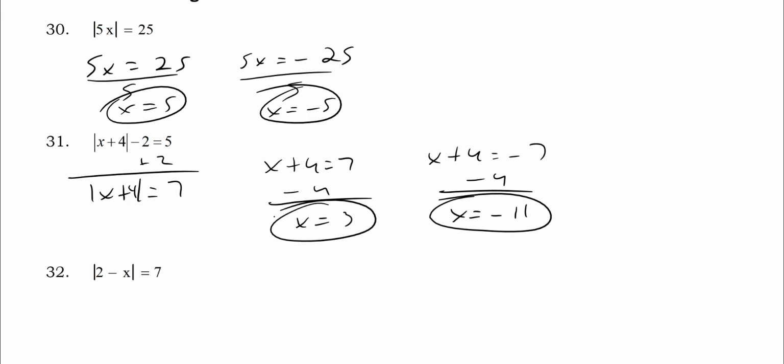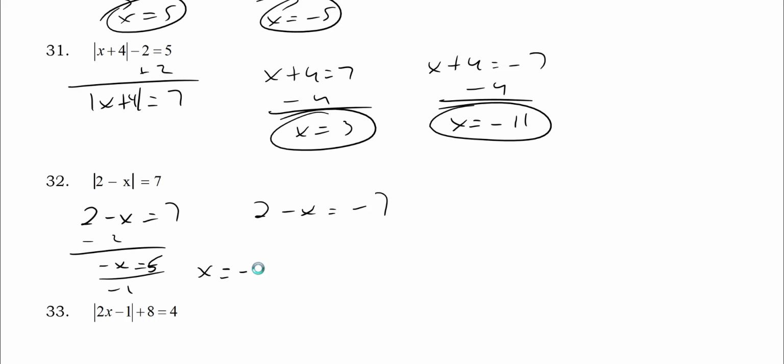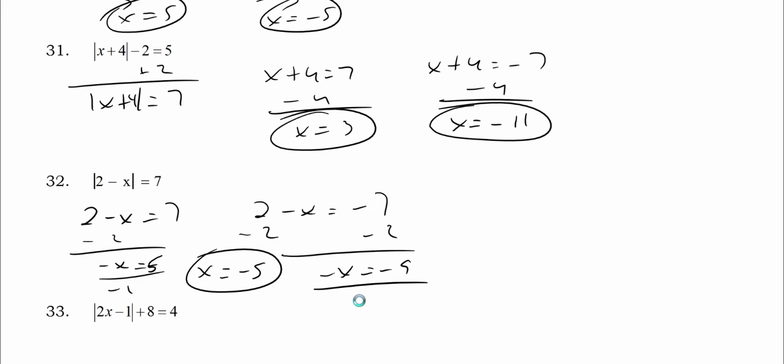Okay. This one's already solved, so it's going to be 2 minus x equals 7, and 2 minus x equals negative 7. Okay, subtract 2, so negative x equals 5, and then divide by negative 1, so x equals negative 5. And same thing with this one, subtract 2, so negative x equals negative 9, divided by negative 1, x equals 9. So negative 5 and 9.